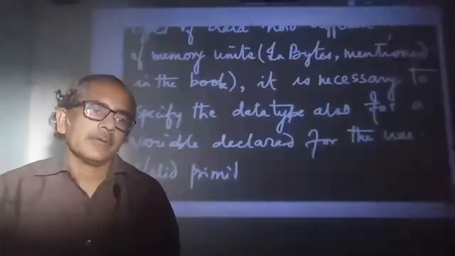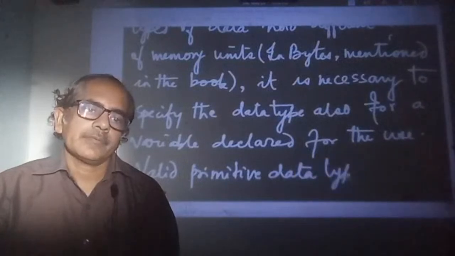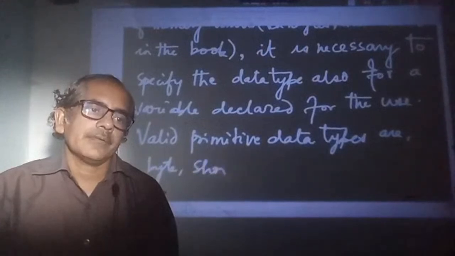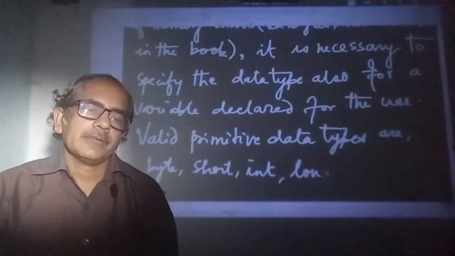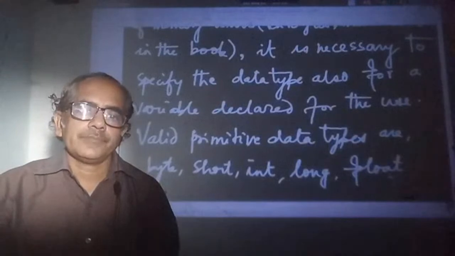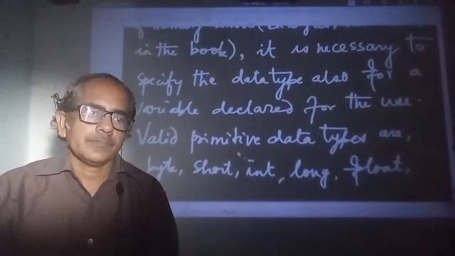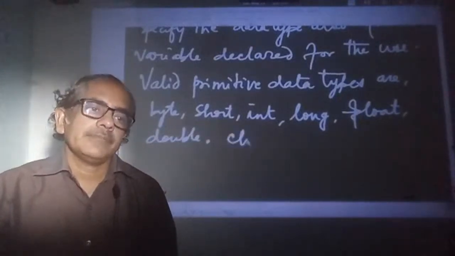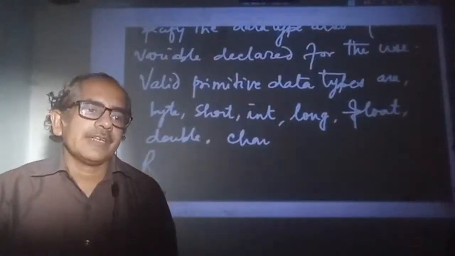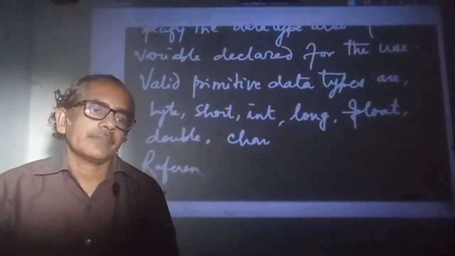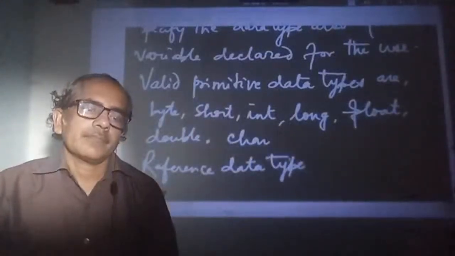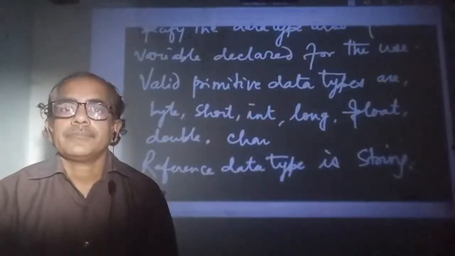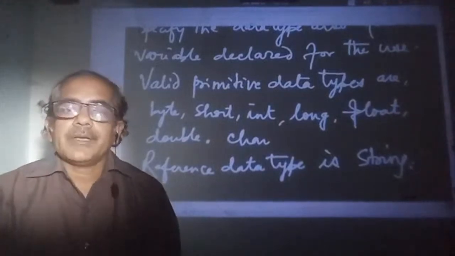Valid primitive data types are byte, short, int, long, float, double, then char, and the reference data type is a string. इतनी बात दिमाग में रख करके काम शुरू करना है.